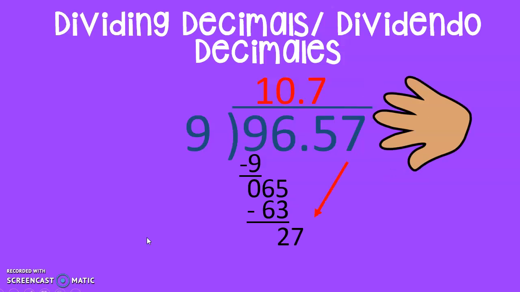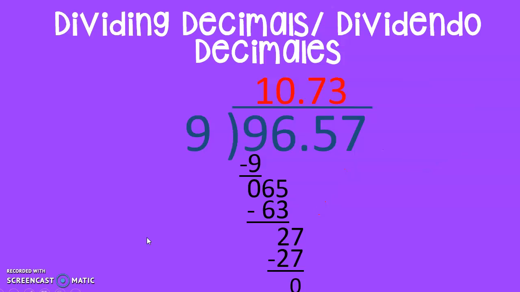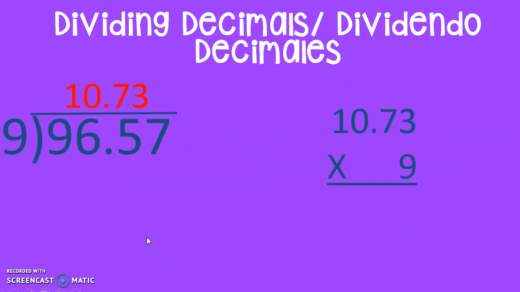And we bring down our last number, 27. How many times does 9 fit into 27? ¿Cuántas veces cabe el 9 dentro del 27? 3. 9 times 3 is 27. So we finally got a remainder of 0. My answer is 10 and 73/100. La respuesta es 10.73.